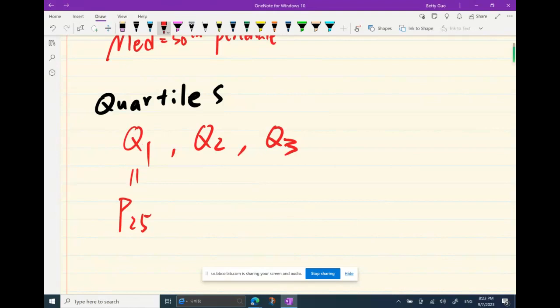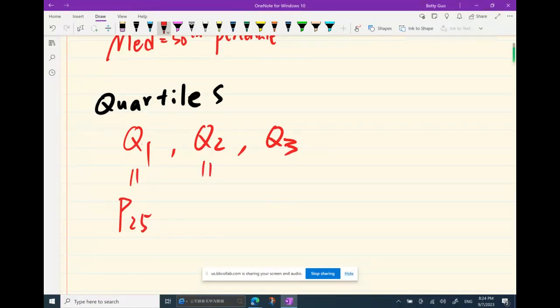Q sub 1, you can say Q sub 1, or you can say the first quartile. The first quartile separates the top 3 quarters and the bottom 1 quarter. In other words, Q sub 1 separates the top 75% and the bottom 25%. You don't want your test score close to that because it's on the bottom, right?